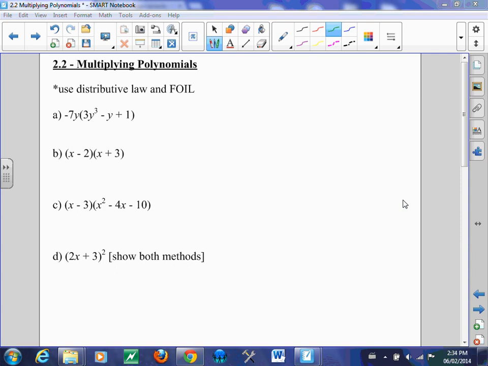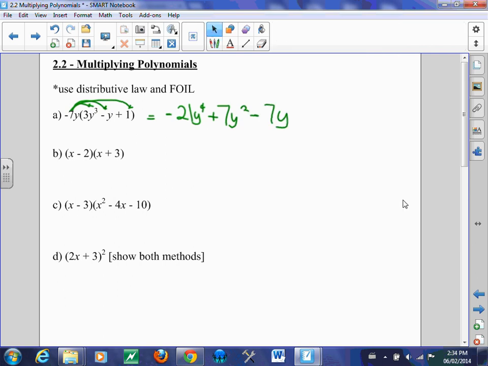All right, so use distributive law. Again, you take whatever's out front and multiply it by everything inside. So you should end up here with negative 21y to the fourth plus 7y squared minus 7y.